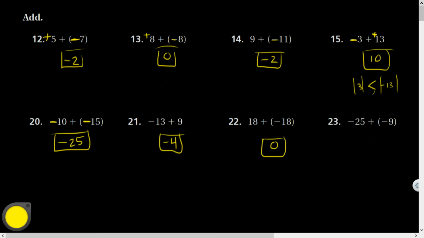Oh, how about this? Do I subtract them or add the numbers? Add them. 25 and 9. That's like 25 plus 10, which is 35, but 1 less than 10. So 34. And what's the sign going to be? Negative, because it got more negative. All right, more negative.